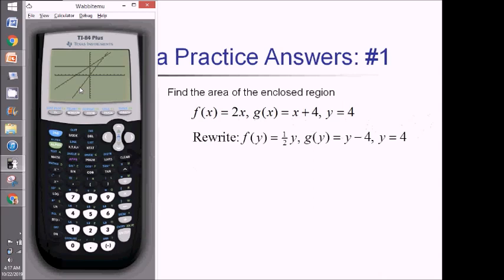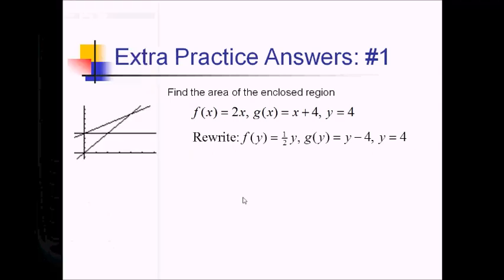So let me do second trace and option 5 intersect, and I'll just have to be careful about this because there's 3 functions. So I press enter once for this first line, enter again for this other line, and then enter a third time. Gives me an intersection at y equals 8. So f of y and g of y equal each other at y equals 8.